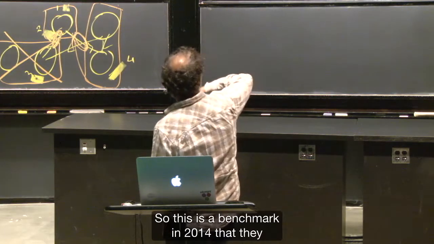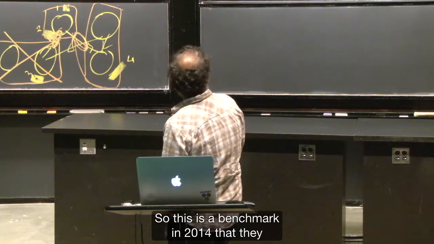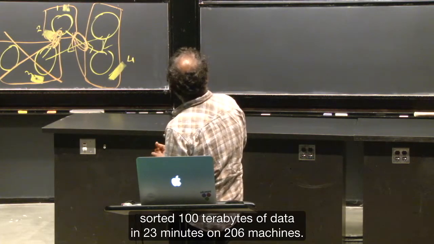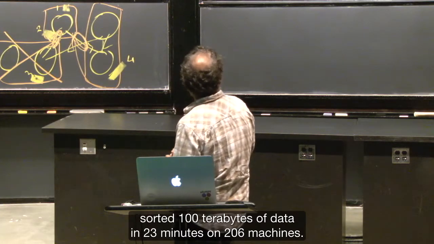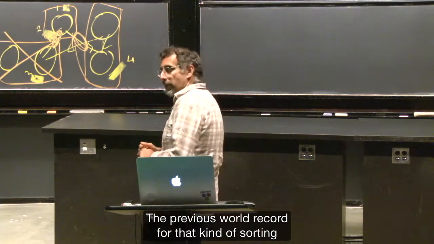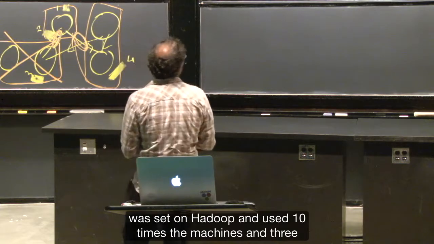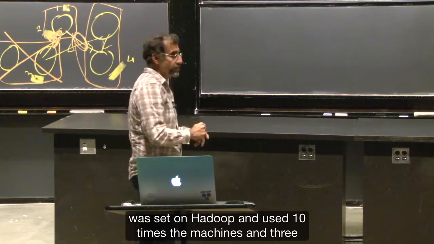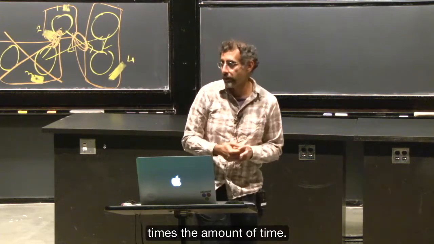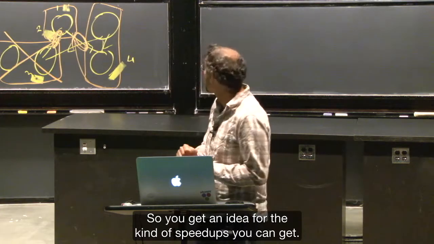Look at this benchmark from 2014: they sorted 100 terabytes of data in 23 minutes on 206 machines. The previous world record for that kind of sorting was set on Hadoop and used 10 times the machines and 3 times the amount of time. So you get an idea of the kind of speedups you can get.